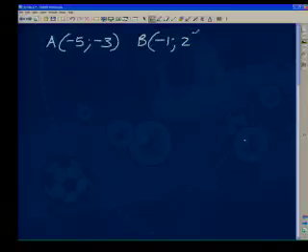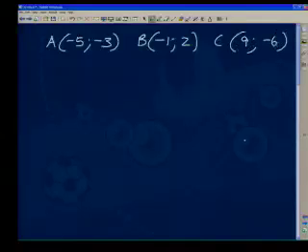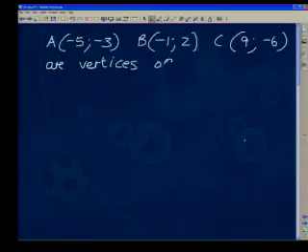My question is that points A (-5, -3), B (-1, 2), and C (9, -6) are the vertices of triangle ABC. Calculate the gradient of AB and BC and show that triangle ABC is 90 degrees.